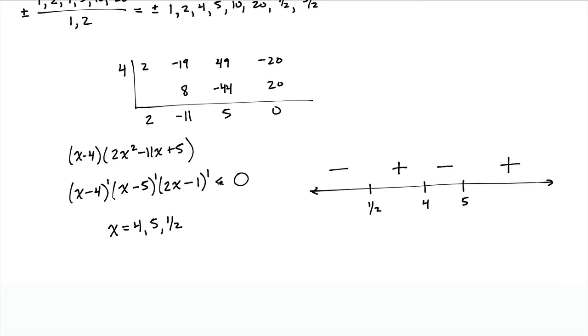Okay? Because it's a strict inequality, we will not include the zeros. So we have negative infinity to 1/2, union 4 to 5. And that's the solution of our inequality.